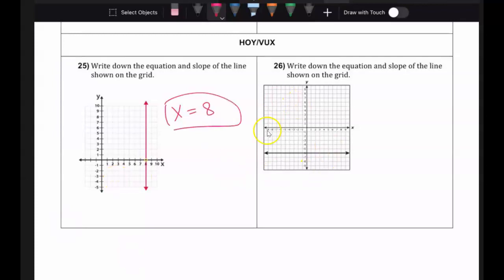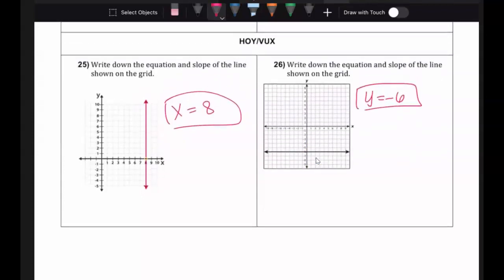Is it touching the x or y axis? It's touching the y axis. So y equals, you can kind of not see it, but it's a negative 6. So those should be the easiest ones on your final exam.